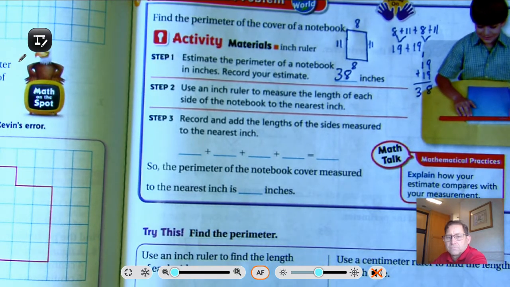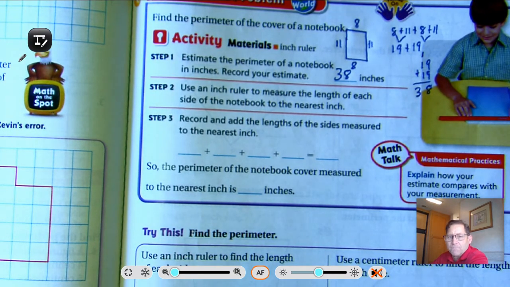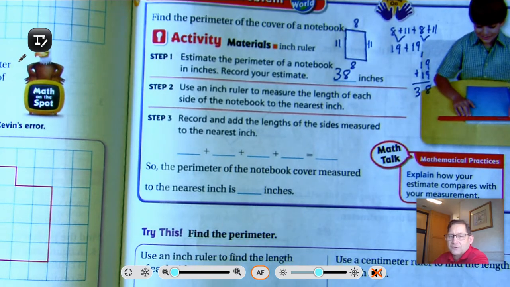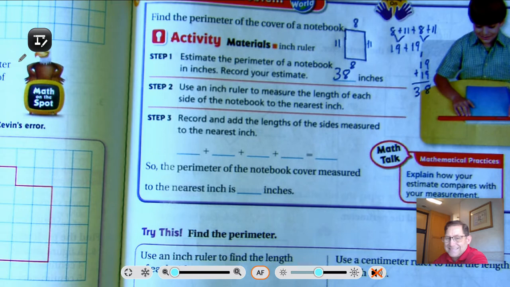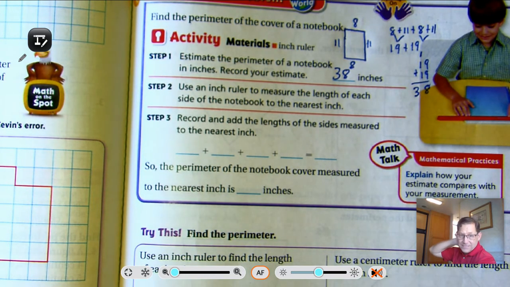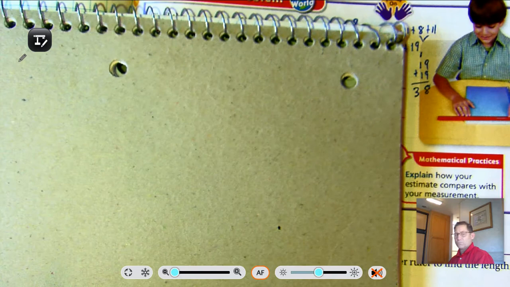Again, I could be wrong, but I shouldn't be too far off. I don't think the perimeter of this book is going to be like 70. So my answer might be 3 to 5 inches off, but it should be fairly close. Now use an inch ruler to measure the length of each side of the notebook to the nearest inch. So you have your inch ruler.